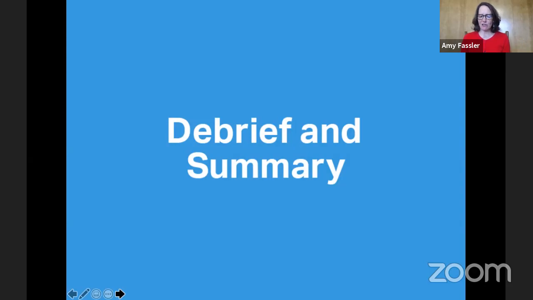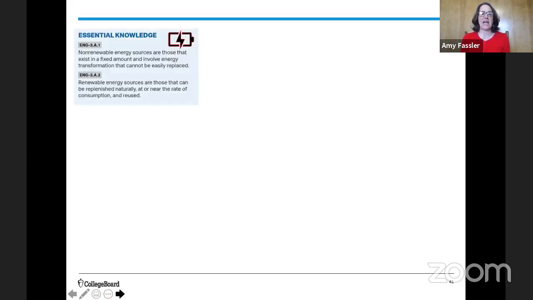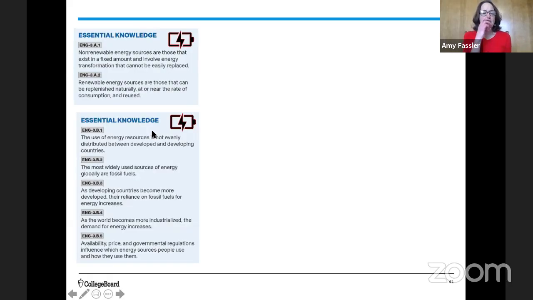So let's kind of take a look at what all we covered today. We looked at the difference between renewable and non-renewable energy resources. Make sure to have some good descriptive terms in your notes for that. We looked at how energy resources aren't evenly distributed between developed and developing countries, either the distribution or the use of them. The distribution is determined by geologic processes. The use, how much we use per capita, is determined by how industrialized we are, how affluent we are.